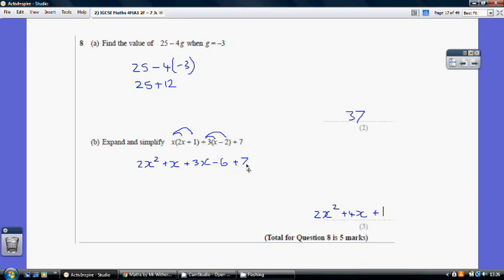So gathering up our like terms, well, these are the only x squared, so we've got 2x squareds. Here are our x's, so we've got a plus x, a plus 1x, and a plus 3x, which is plus 4x. The minus 6 add 7 is plus 1.